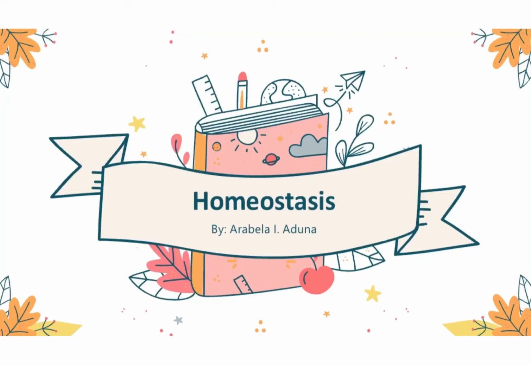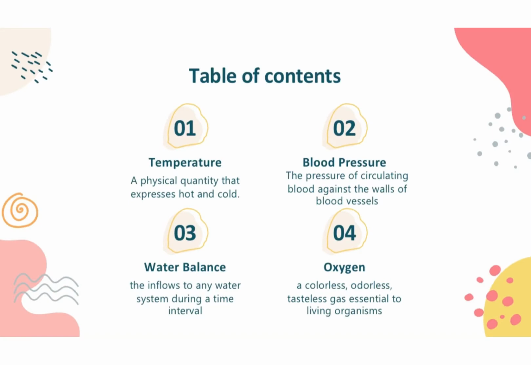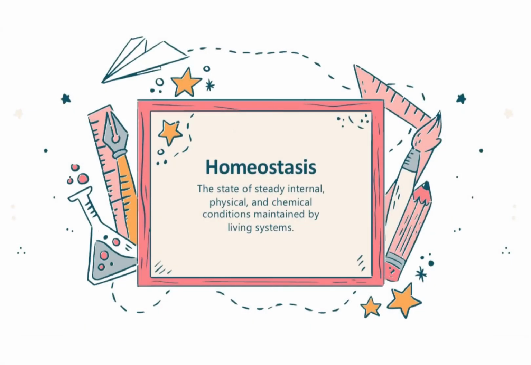Good day, everyone. Today we're gonna learn about homeostasis. So here we have the four major parts of homeostasis. One is temperature, two is blood pressure, three is water balance, and four is oxygen. Homeostasis, the state of steady internal, physical, and chemical conditions maintained by living systems.